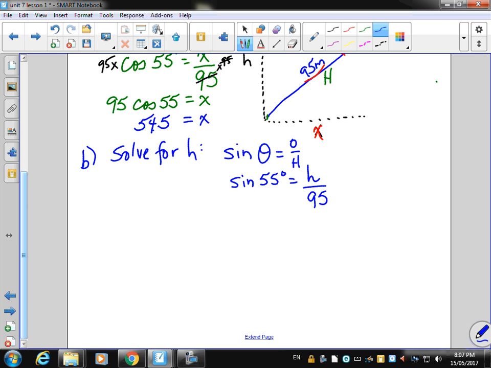Same thing as last time. To get rid of divide by 95, I multiply both sides by 95. 95 times sine 55 will be 77.8 meters high.